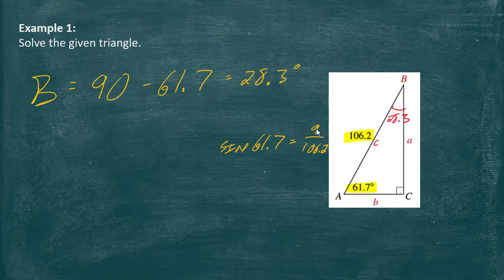To solve for A, ultimately all I would have to do is multiply by that 106.2 on the other side, and that should cancel the 106.2 that's on the bottom. Notice getting the A all by itself, that's just a weird looking A, sorry about that.